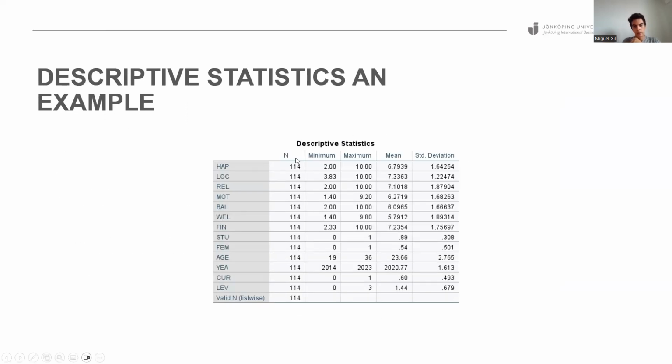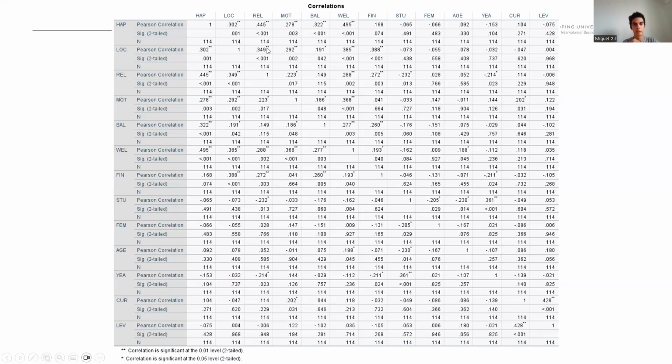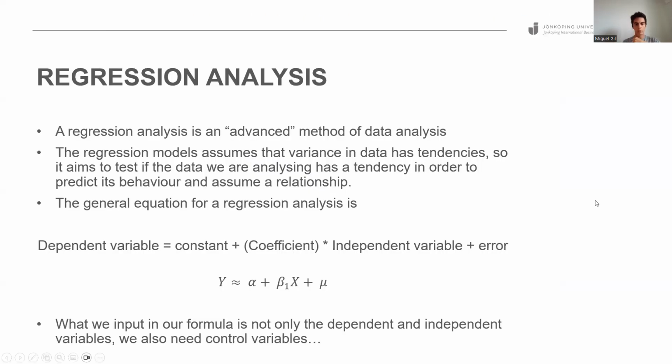Discuss your descriptive statistics: the number of observations, minimum, maximum, average, and whether there are huge or small variations. Discuss interesting correlations, and you can do that in a couple of paragraphs. You don't need a lot. The next step is to talk about regression analysis, and we will do that in the next video.